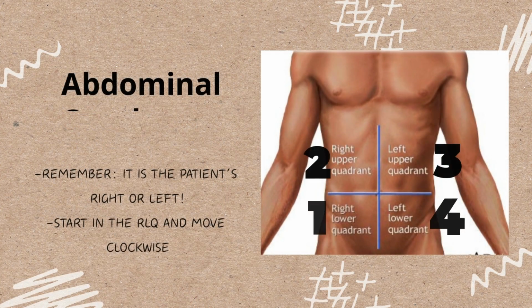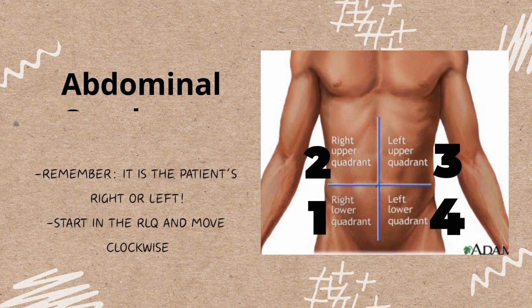When assessing your abdominal quadrants, remember when you're speaking about the right or the left, we're referring to the patient's right and the patient's left. Another way to remember the order for listening is to start in the patient's right lower quadrant and then move clockwise.